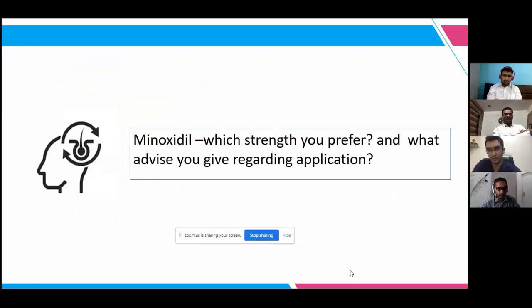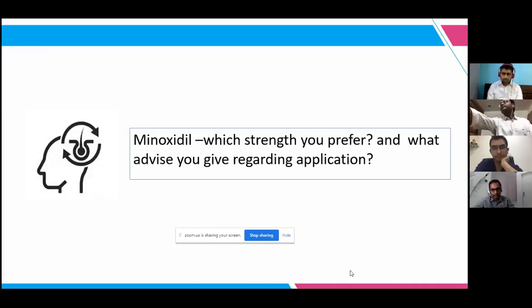Dr. Kumaresan, which minoxidil strength do you prefer, and what advice do you give regarding application? Sir, for men, I always start with 5% in a majority of men. For women, I start with 2%. I rarely use 5% for women, only if they don't respond to 2% for at least 6 months to 1 year. Beyond 5%, I rarely give 10% minoxidil, only for a few people who are not responding to the standard 5% dosage. Regarding application, I ask them to apply twice a day as much as possible.